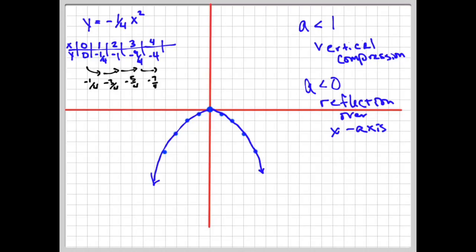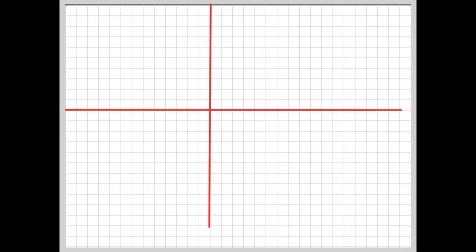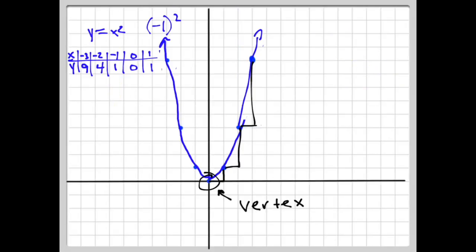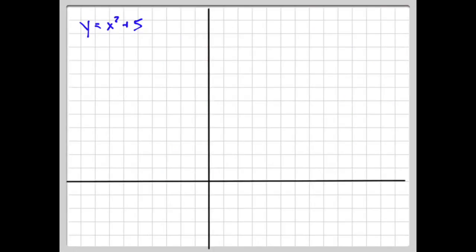All right, let's mess with C a little bit. So now we have y equals x squared plus 5. Now, I want you to notice something. When we had just y equals x squared, we had this table here. Now our table is just a little bit different because instead of having just x squared, we have x squared plus 5.